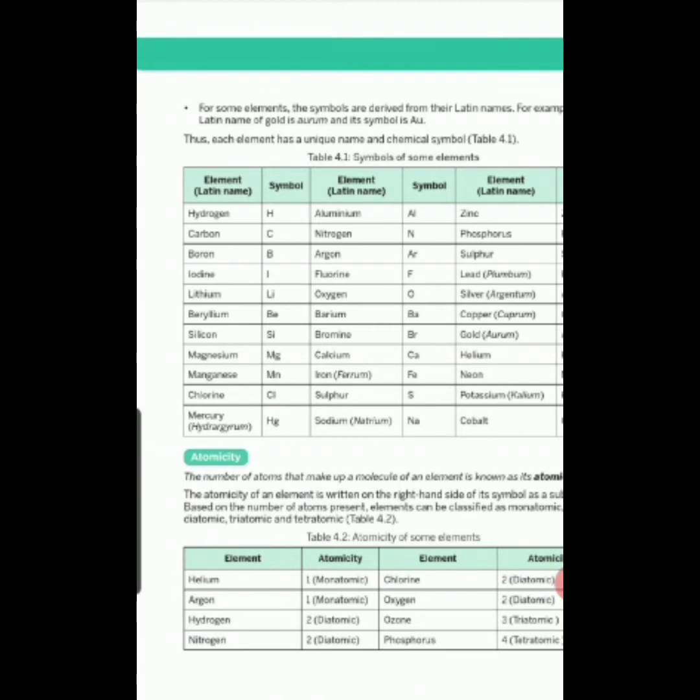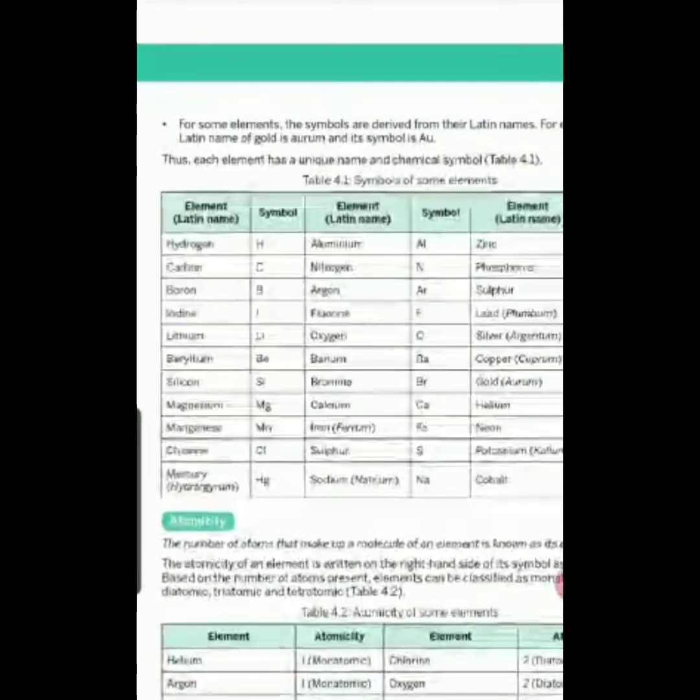If the names of many elements start with the same alphabet, then the more popular element is represented by the single letter and the remaining ones by two letters. The first letter of the symbol is a capital letter and the second one is a small letter. As you can see, some of the elements over here: lithium has the symbol Li. Beryllium has Be, because boron you can also see over there. So boron is represented with B and beryllium is represented with Be.